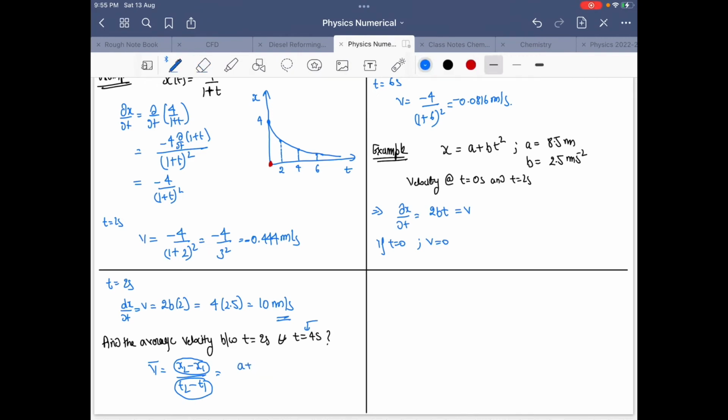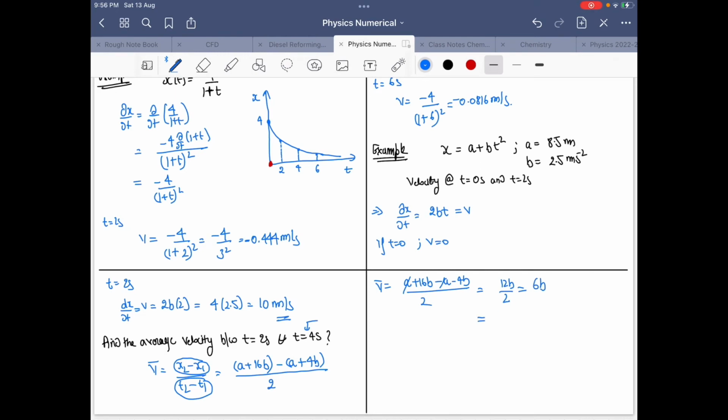So 4 squared will be 16, that will be 16b, minus, what is the second one? Initially it is 2 seconds. So this will be a plus 4b, divided by the time interval, which is 2 seconds. If we simplify this, 16b minus a minus 4b divided by 2, the a will cancel out and we will be left with 12b divided by 2. This is 6b.